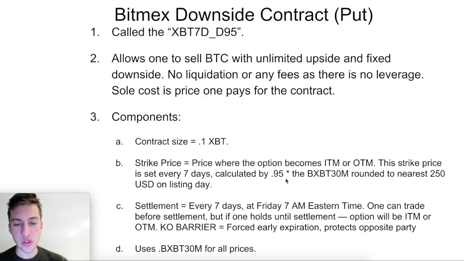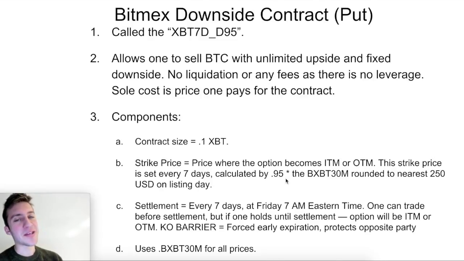So if price settles at 10K, the upside contract would be set at 10,500 for a strike price. The downside contract would have a strike price of 9,500. So if you were to buy a downside contract, you would need price to go below 9,500 and then lower than that for you to break even. And if you bought an upside contract, you'd need price to go above 10.5K and then some for you to break even on that. So that's where the 95% and the 105% comes into play.